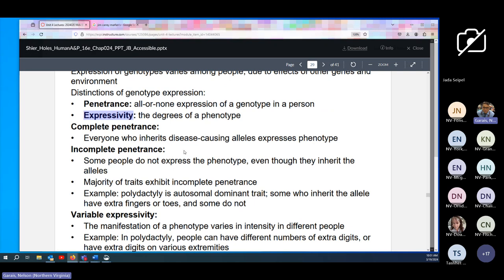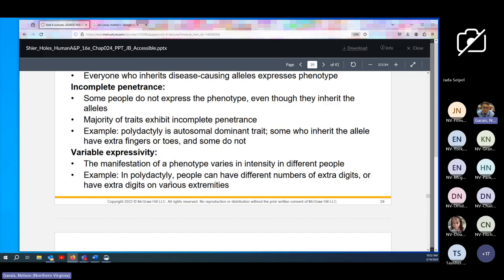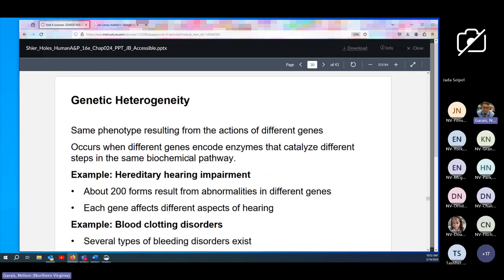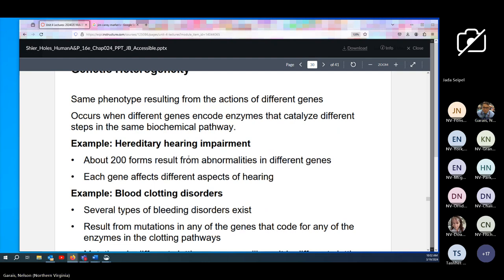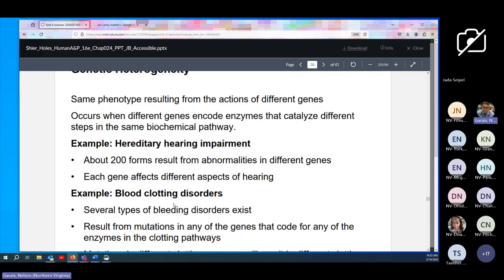So complete penetrance, of course, is 100%, right? The alleles will express the phenotype. Incomplete penetrance, it'll kind of. An example is an autosomal dominant trait where you have more than 10 fingers or toes, and that's called polydactyly. And then you have variable expression. Again, different phenotypes, different intensities with different people. You also have variable expressivity in polydactyly. Heterogeneity. Again, phenotype, nice to know.